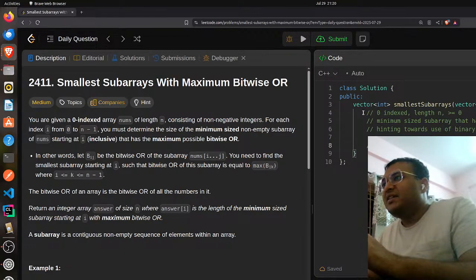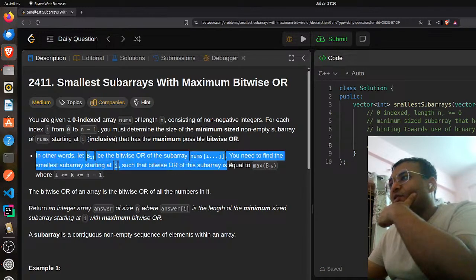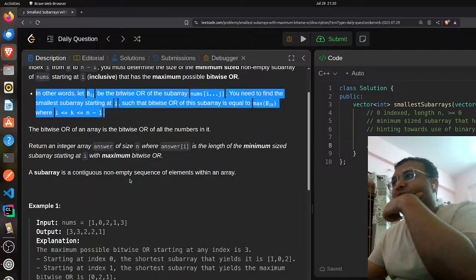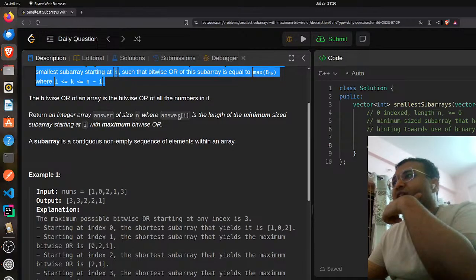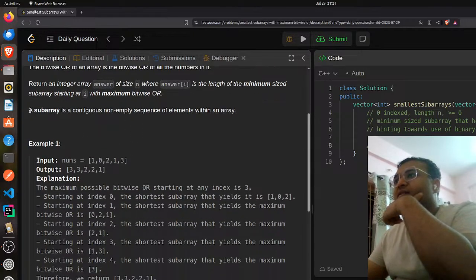In other words, let B_ij be the bitwise OR of the subarray from i to j. You need to find the smallest subarray starting at i such that the bitwise OR of the subarray is equal to the max of B_ik, where i is less than or equal to k less than or equal to n minus 1. The bitwise OR of a subarray is the bitwise OR of all the numbers in it. Return an integer array answer of size n, where answer[i] is the length of the minimum size subarray starting at i with maximum bitwise OR. A subarray is a contiguous non-empty subsequence.